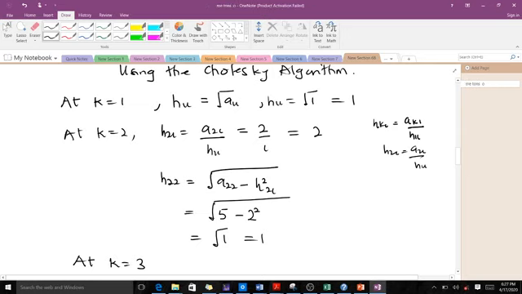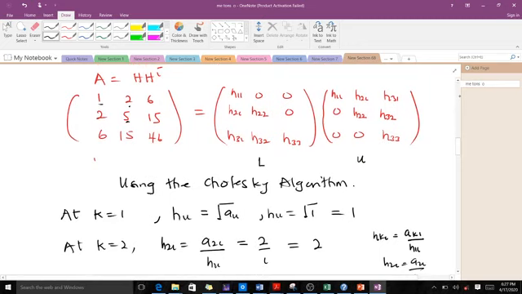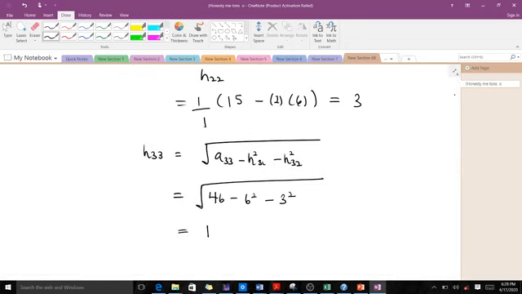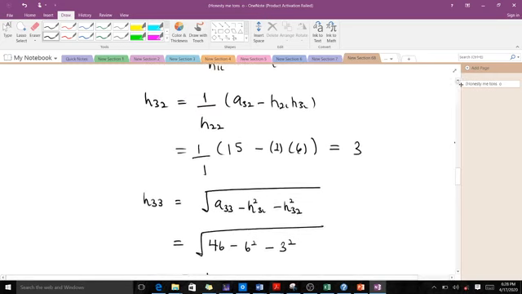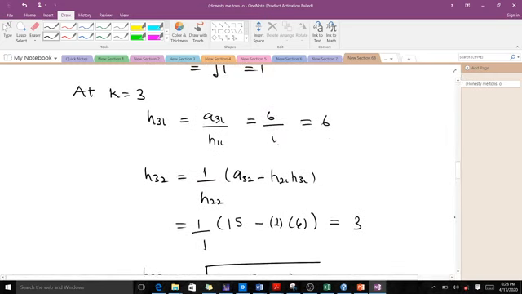Then at k equals 3, our h31 is equal to a31 over h11. And our a31 here is 6. It is symmetric, so 6 here or 6 here, same thing. So we are going to get 6 over 1, which will give us 6.